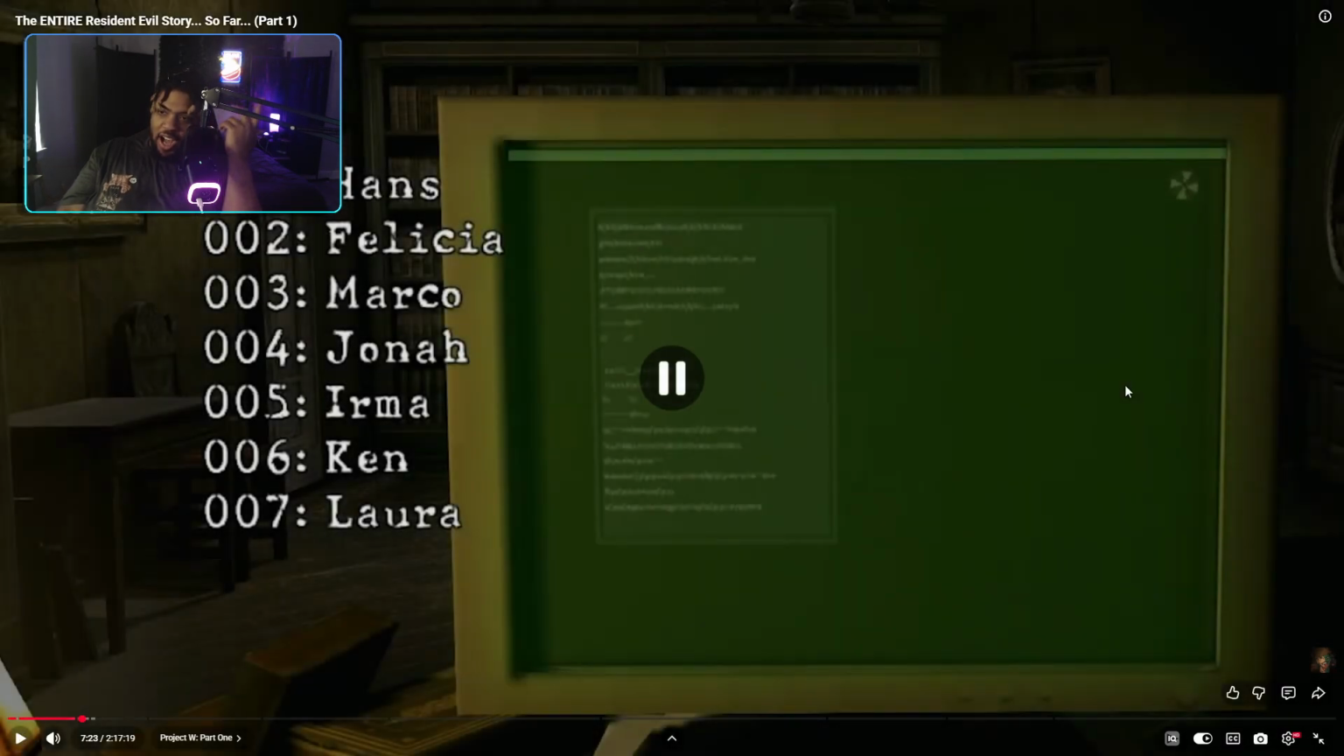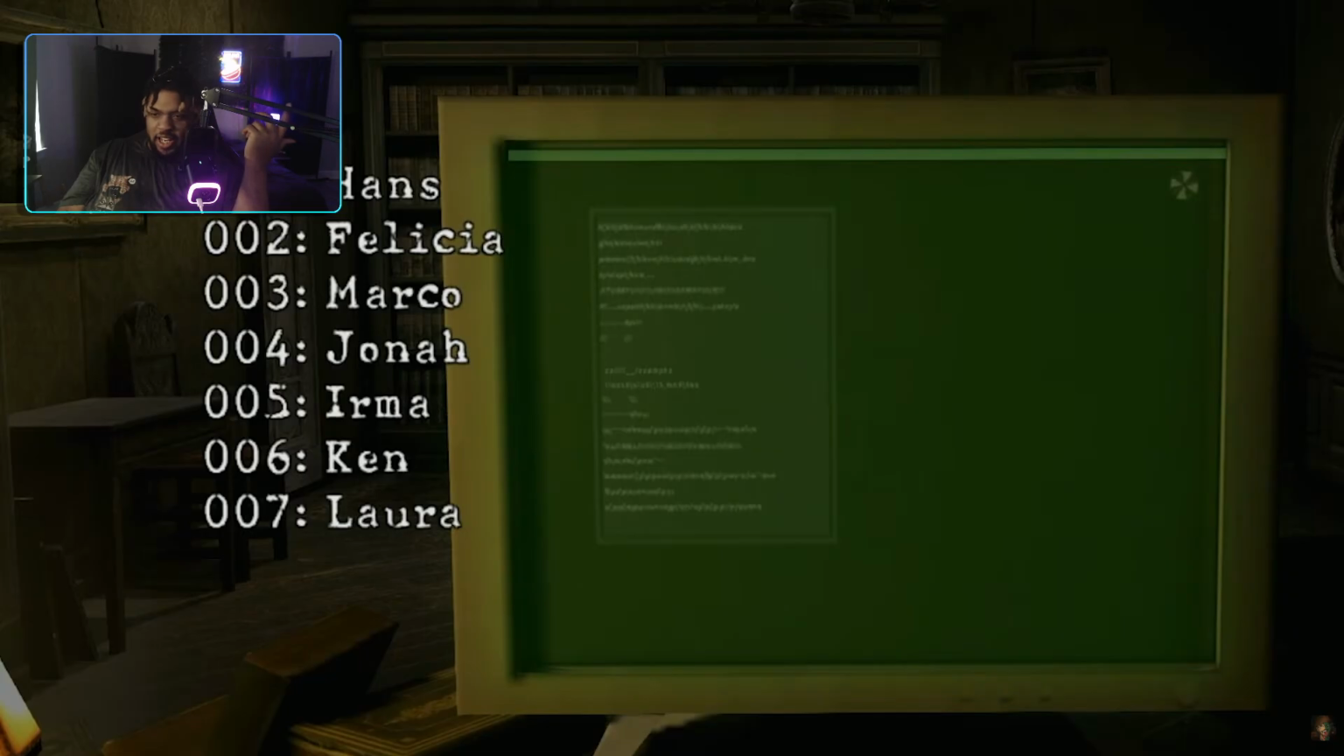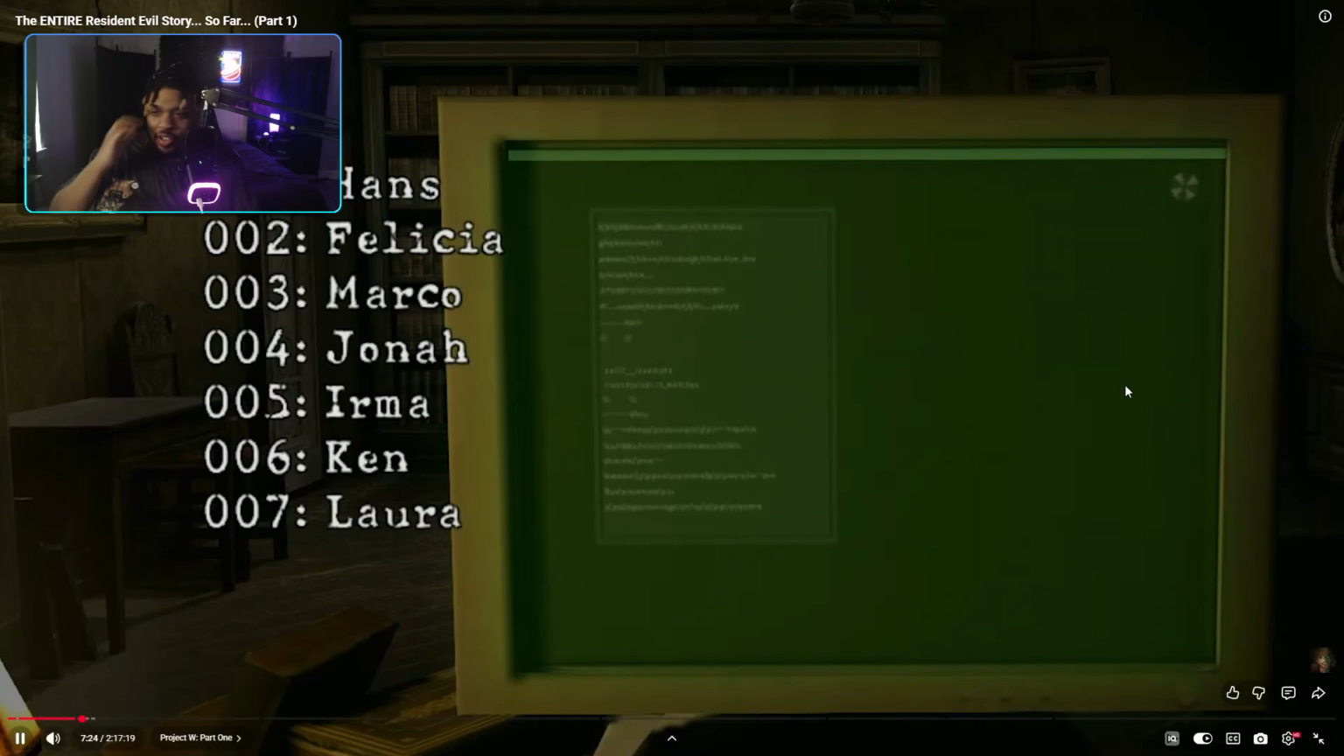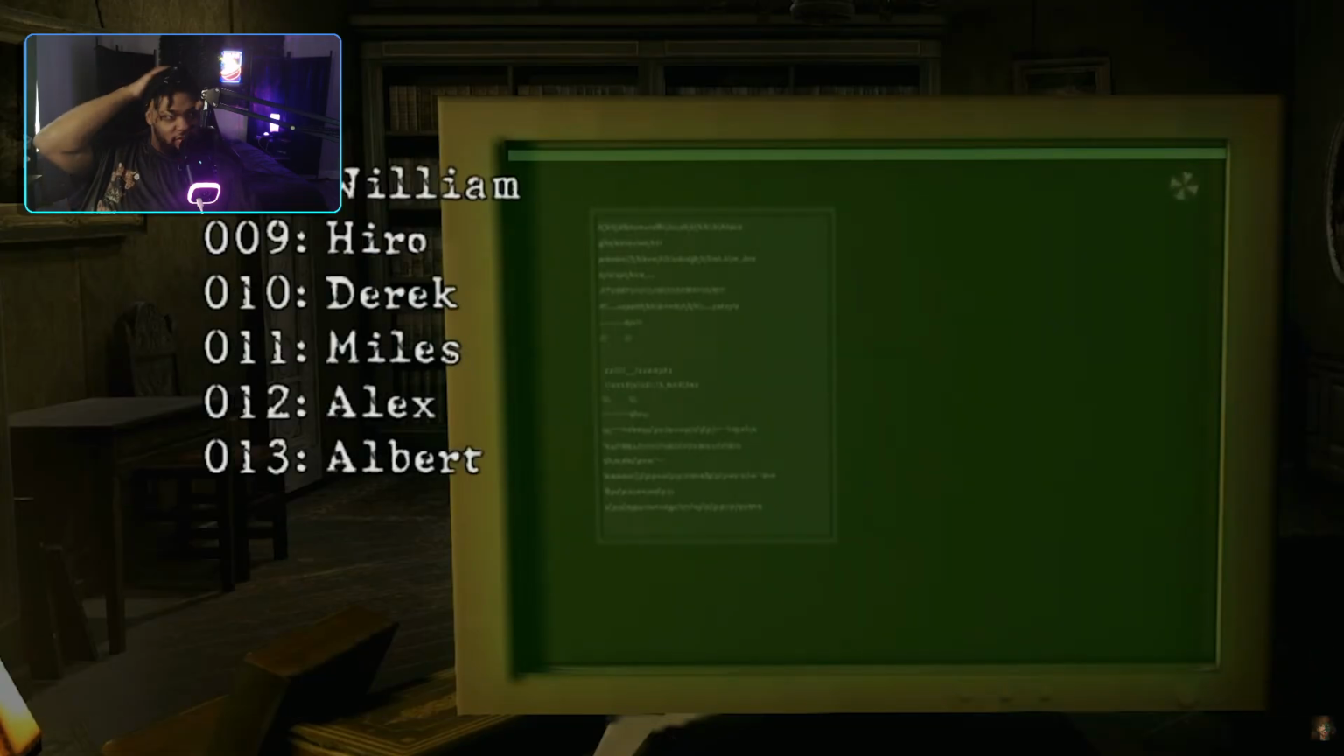There are at least 13. Hans, Felicia, Marco, Jonah, Irma, Ken, and Laura. The reason why I'm keeping this in mind is just in case, in future games, they decide to introduce another Wesker, as detailed on a computer entry in Spencer's mansion over in Europe.